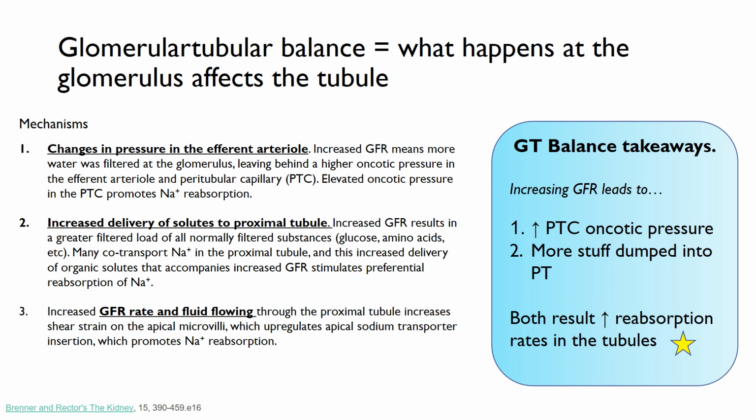So glomerular tubular balance is the glomerulus talking to the proximal tubules, and what happens in one will be mirrored and paralleled in the other.